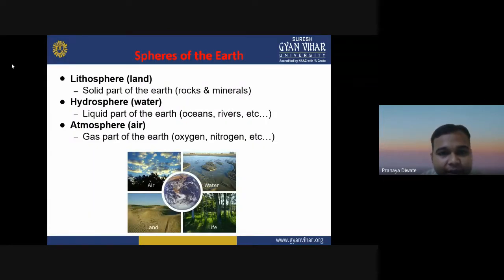So we know that there are different spheres, like the lithosphere, which is specifically the land part, also called the solid part of the earth. Then you have the hydrosphere, which is the water bodies of the earth. Then you have the atmosphere, that is the air, whatever air you have in the earth. So the lithosphere is the solid part, the hydrosphere is the liquid part, and the atmosphere is the air. So you have three different parts.